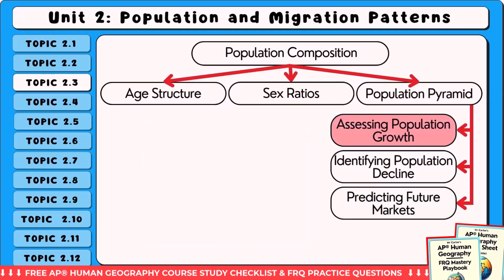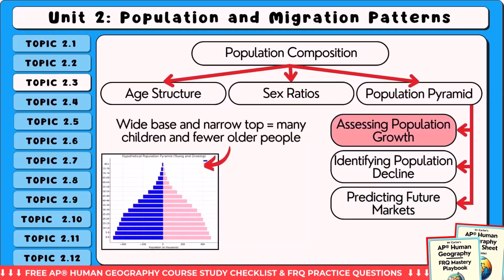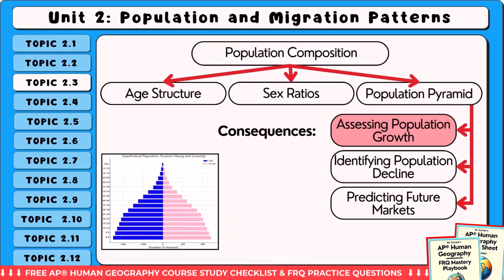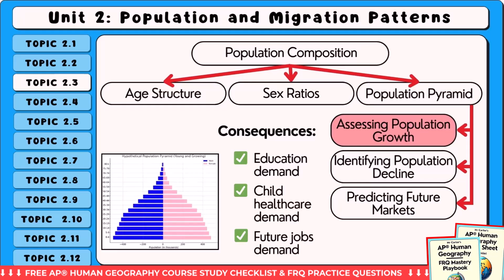First, population pyramids are used to assess growth. A pyramid with a wide base and narrow top shows that a population has many children and fewer older people. This means the population is growing quickly. Countries with this shape usually have high birth rates and may be in earlier stages of development. Governments in these places may need to invest in education, child health care, and future job creation.